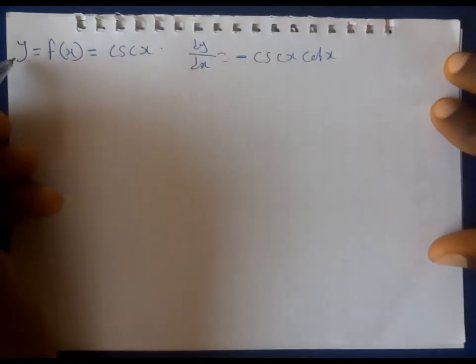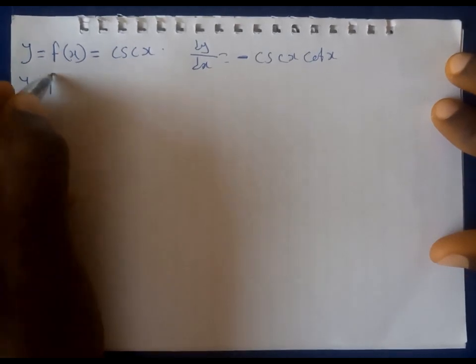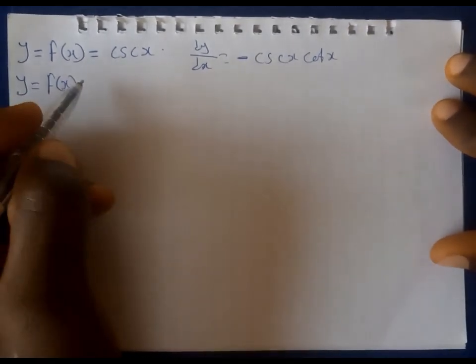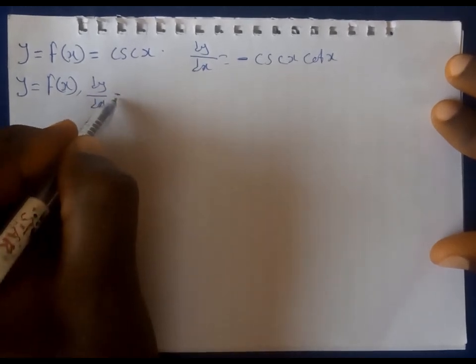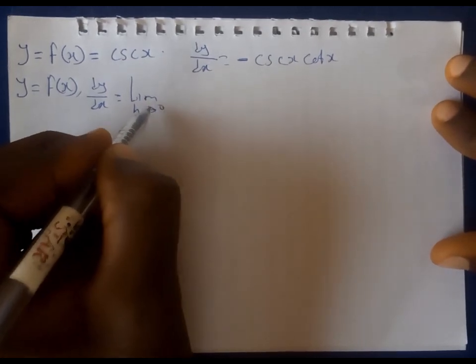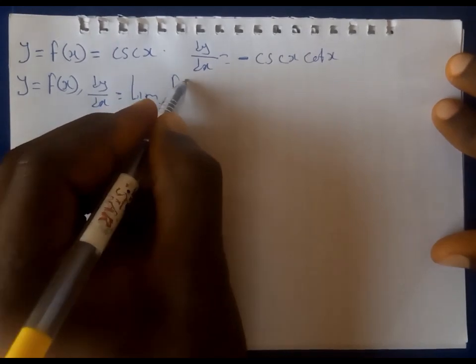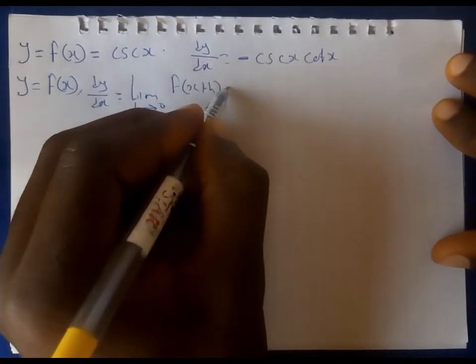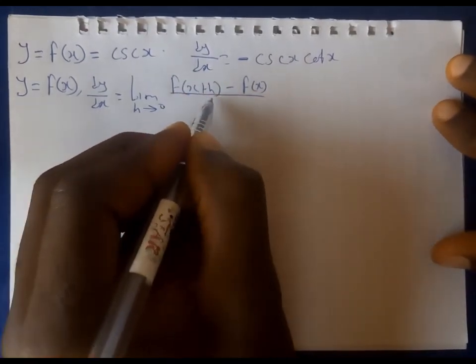So what says the definition of derivative? It says that if y is equal to a function of x, then the derivative dy/dx will be equal to the limit as h approaches 0, where h serves as the delta x, of f of x plus h minus f of x, all divided by h. Perfect.